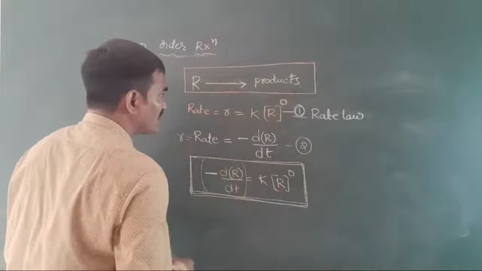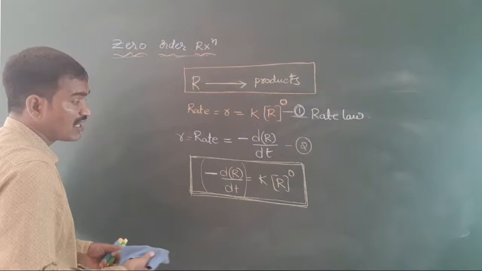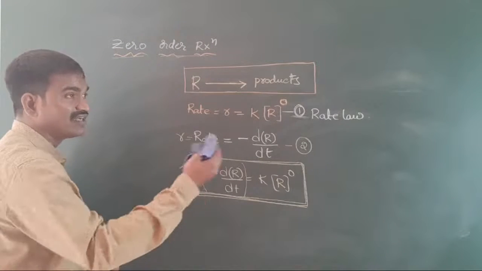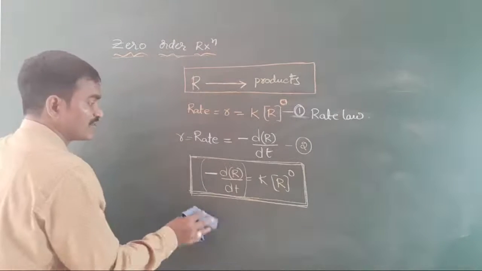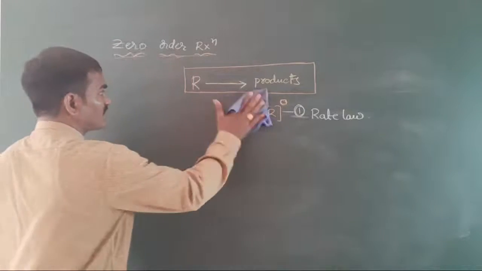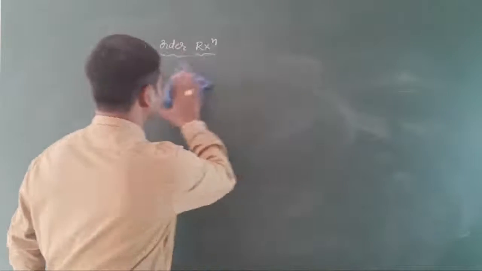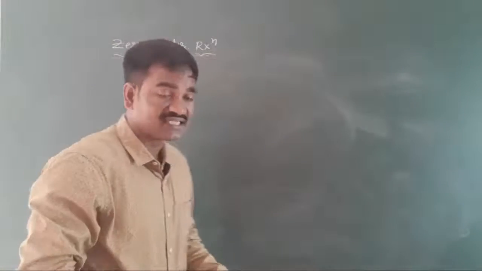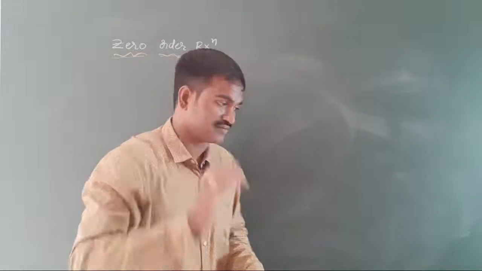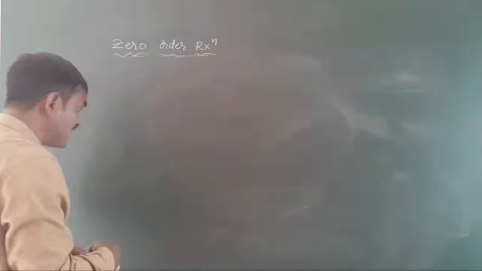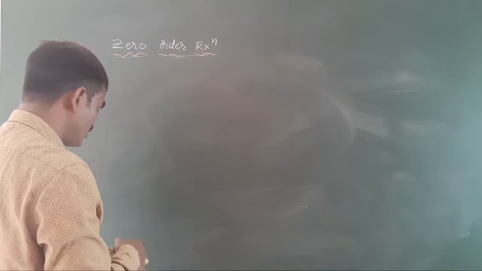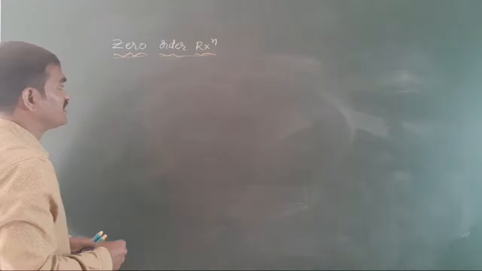So this is the differential equation. Now we are going to do integration, I mean we are going to get integrated rate equations from this differential equation. So take this down. After that, here you see, now our concept is the integrated rate equation for zero order. All of you put a side heading: Integrated rate equation for zero order.